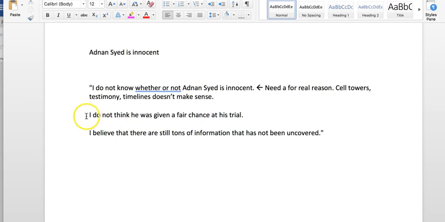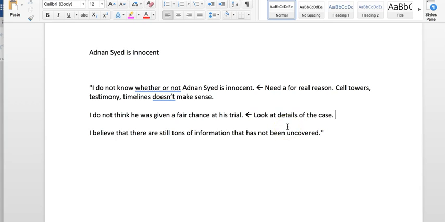All right. So I don't think he was given a fair chance at his trial, is this person's next reasoning. So yeah, I think that's interesting. Doesn't mean he's innocent, doesn't mean he's not innocent. We're looking at facts and you're looking at the trial. Whether the trial was done correctly or not does not constitute innocence or guilt. So we need to look at details of the case, right?